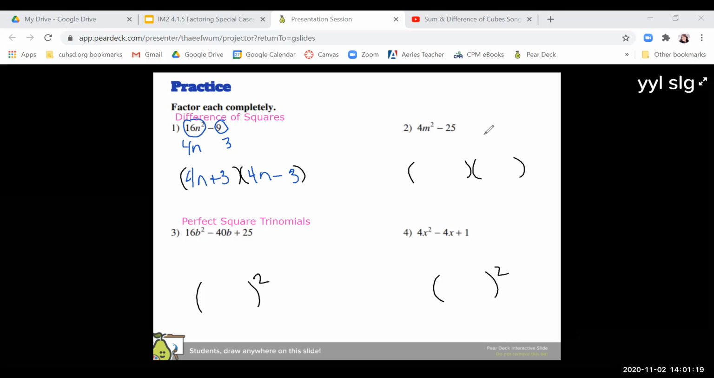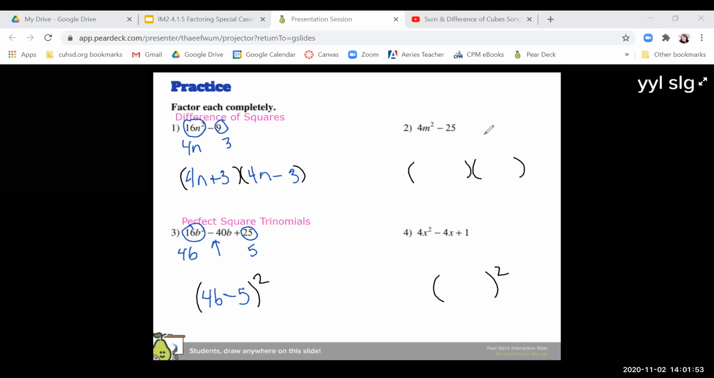So follow the same pattern for number 2. For number 3, perfect square trinomial, I take the square root of the first term, which is 4b, because 4b times 4b makes 16b squared. I take the square root of the last term, which is 5, because 5 times 5 makes 25. And then in here I put 4b and 5, and then I double check the sign from the middle term, which is negative, so I'm going to go ahead and put it. You can use that as a guide for number 4.